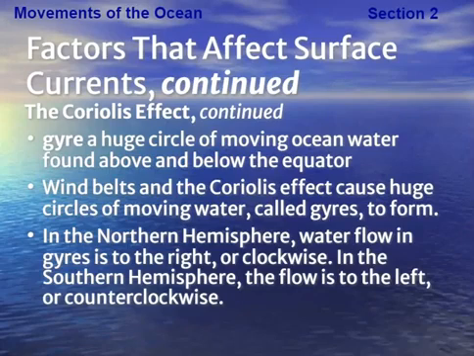This causes gyres. Gyres are huge circles of moving ocean water found above and below the equator. If we're talking about specific oceans, each ocean has a couple of gyres. For example, north of the equator, along our eastern seaboard in the Atlantic Ocean, we have the North Atlantic gyre, where ocean currents make their way northward along our eastern coast, make their way all the way over towards Europe, move back down towards the equator again, and then come back on the trade wind belts back towards the Americas.